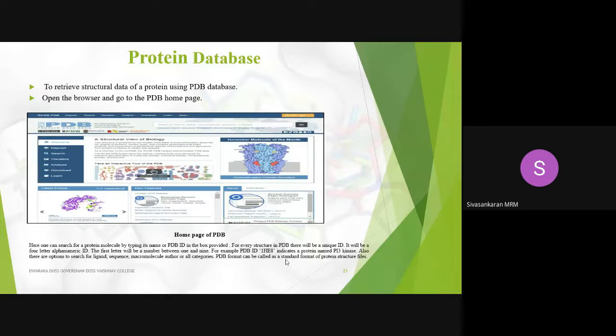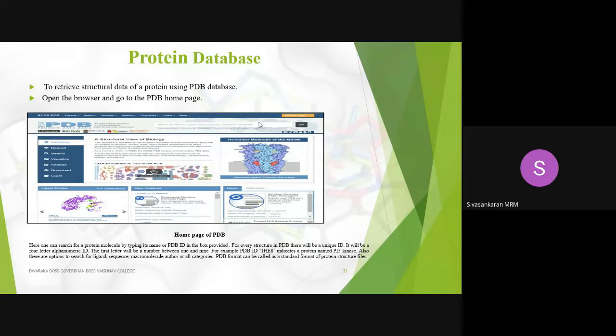Now comes the protein database. To retrieve the structural data of a protein using a protein database, open the browser and go to the PDB homepage. Here in the PDB homepage, we can find the molecules of a protein by typing in the PDB ID in the box provided. It's over here, we can find a box. So here we can enter the PDB ID and go in search of it.